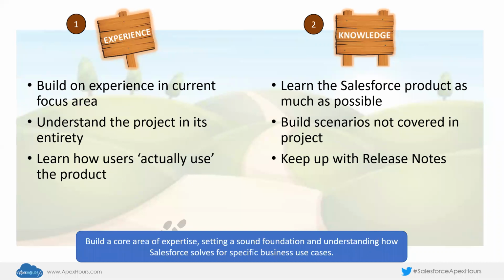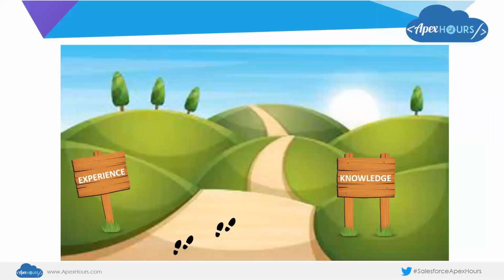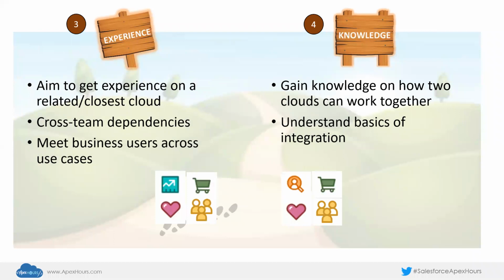But again, we are moving towards a solution architect. So what should be the next two steps? So the next two steps, what I would recommend at this point is start expanding, right? From an experience perspective, see if you can get an experience in a related or the closest cloud. Now, what that means is, so for example, if you're doing B2B Commerce and CPQ, those are two clouds which sort of speak to each other, right? If you're doing Community Cloud and, say, Service Cloud, there are some overlaps.